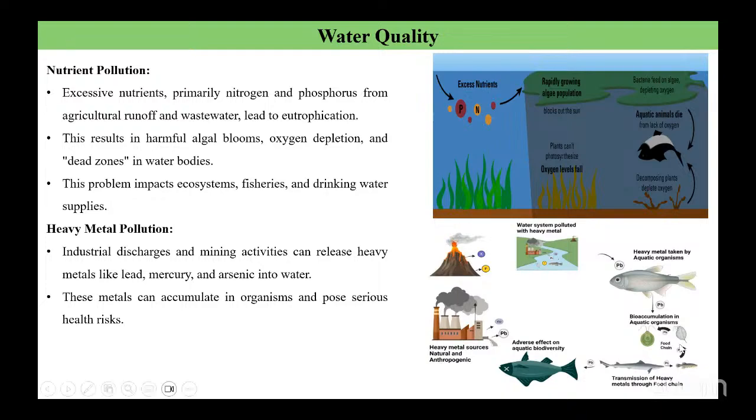So again, nematodes, and the micro aquatic organisms like salmonella, or these small marine microorganisms which are present in the food chain, they consume it. And the fishes also consume it, and once we eat the fishes, we also get contaminated with the heavy metal. So industries discharging and mining activities can release heavy metals like lead, mercury, and arsenic into the water. These metals can accumulate in the organisms and pose severe health risks.